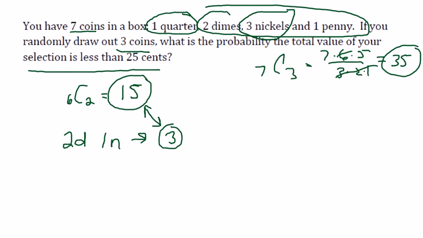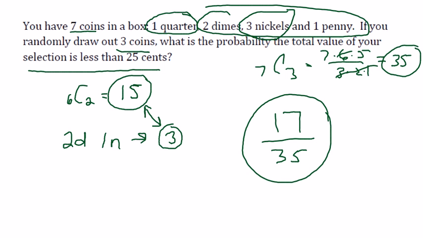15 of them use a quarter, and then there are 3 ways that use 2 dimes and a nickel. So 18 are 25 or greater. That means that 17, 35 minus 18, are less than 25 cents. So the answer just is 17 over 35.